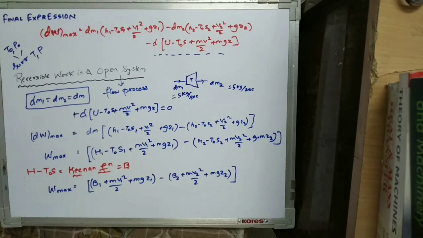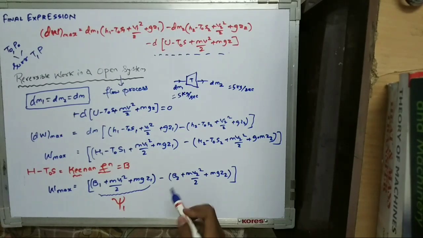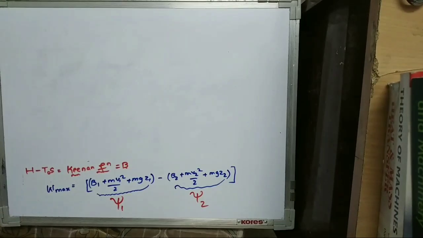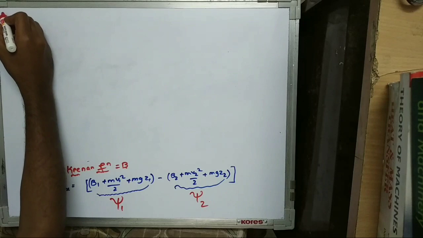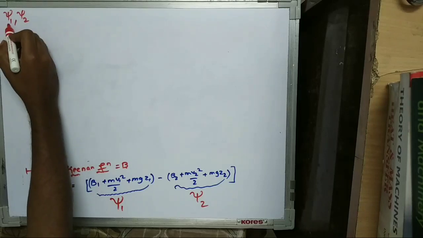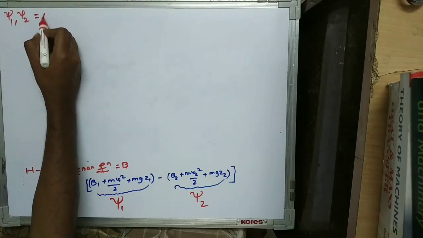Sometimes this whole term is denoted by another function which we call the availability function. This is psi1 and this becomes psi2, so W max is psi1 minus psi2. Clear? Now what are psi1 and psi2? Psi1 and psi2 are state functions, I mean at state 1 and at state 2. This is called the availability function.